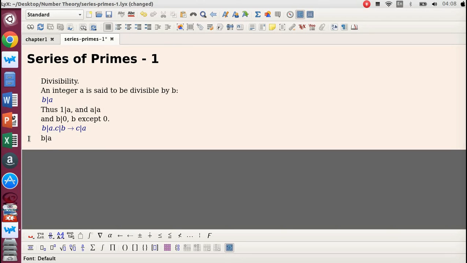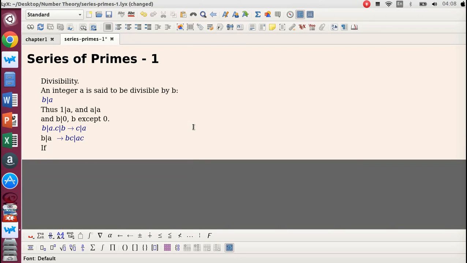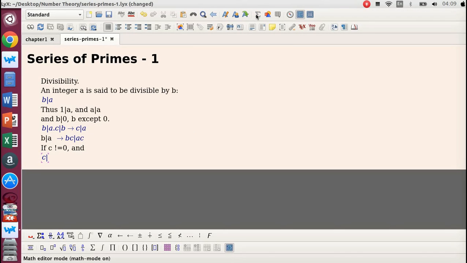But anyway, again, if b divides a, then that just means that bc divides ac. So if b divides a, then any multiple of b divides any multiple of a. And again, this just makes sense. If c does not equal 0, and c divides a and c divides b, then c divides ma plus nb. And also that makes sense. You can try that out on your own, because you'll get more intuition if you try things on your own.